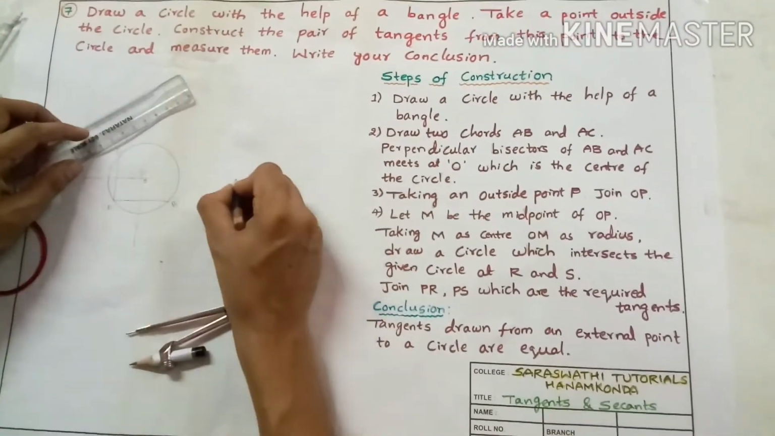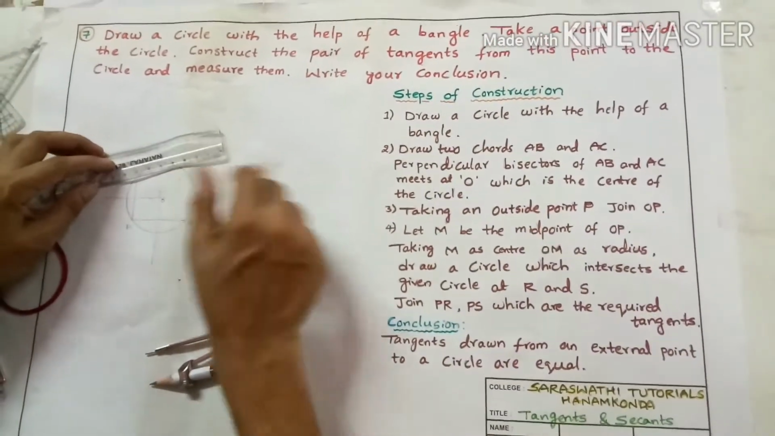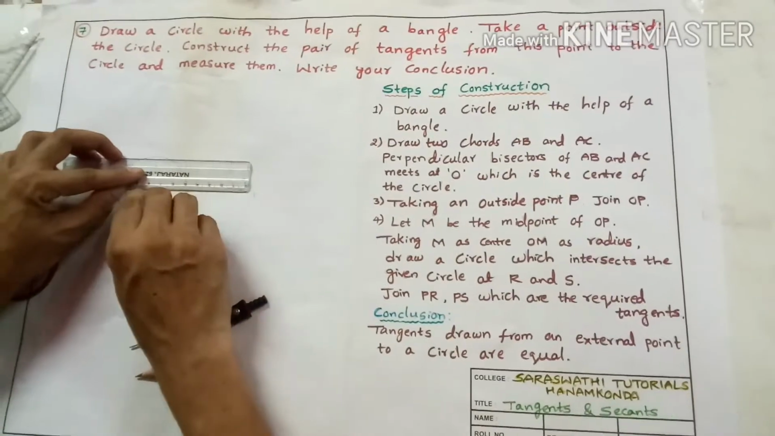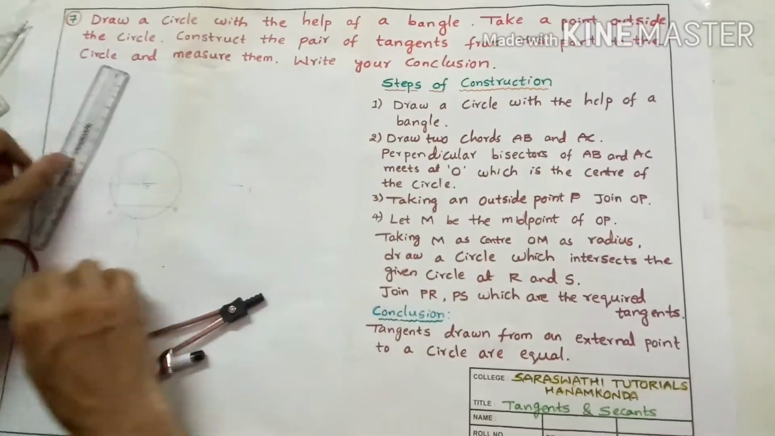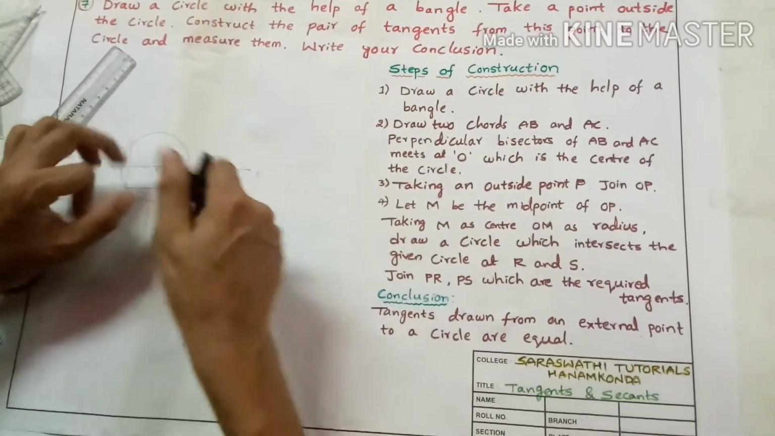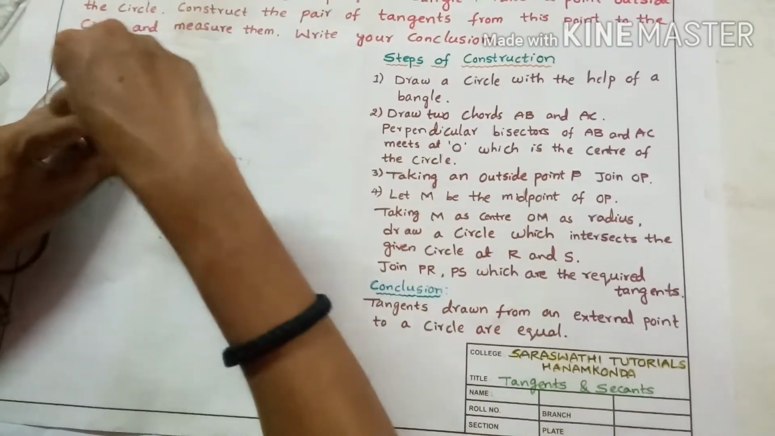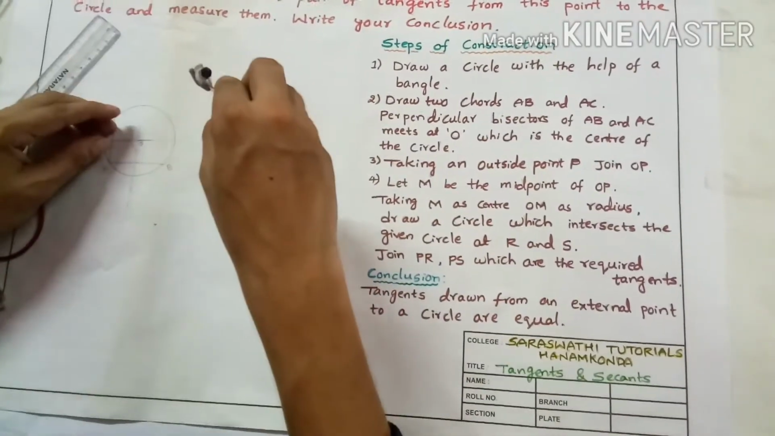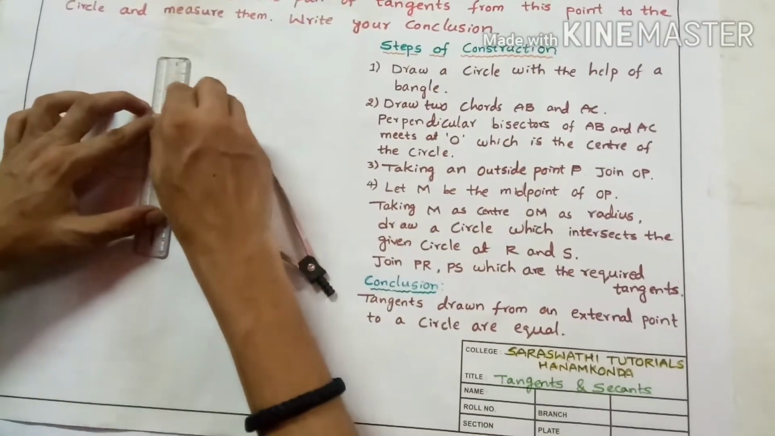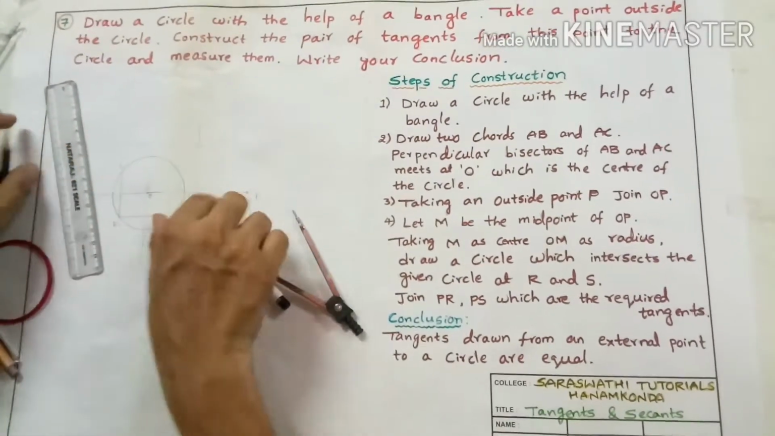Now mark a point P outside the circle. Now join OP. Let M be the midpoint of OP. So we have to draw a perpendicular bisector to this OP line, taking more than half of OP. This is the perpendicular bisector of OP, and let it bisect at M. So M is the midpoint of OP.